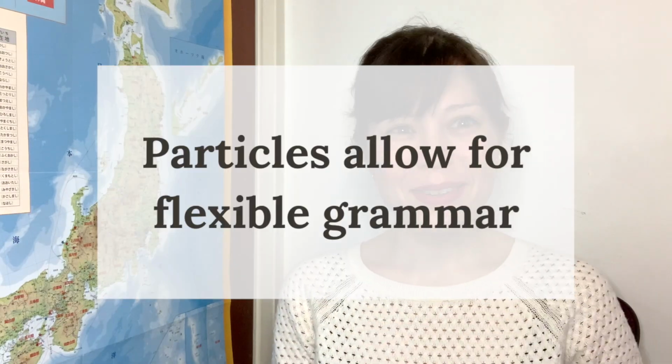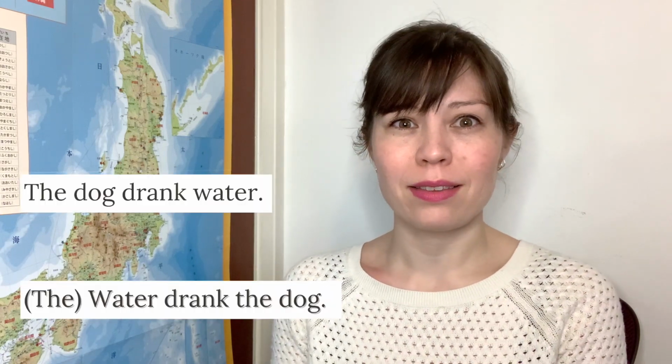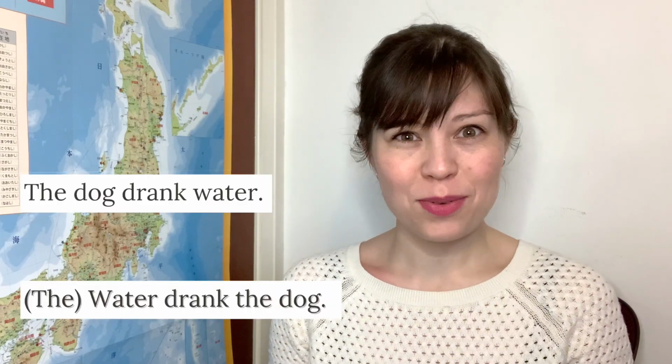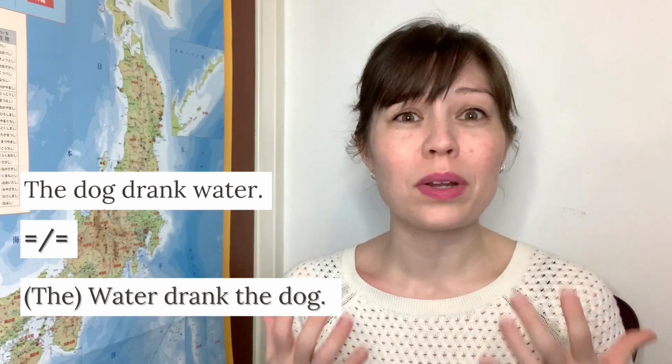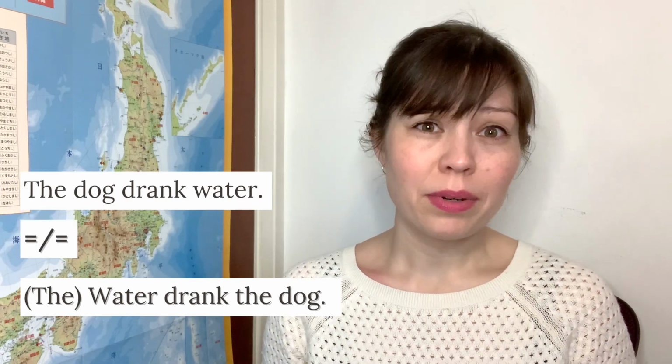Number 1. Particles allow for flexible grammar. Unlike English, which has fairly strict word order, Japanese has flexible word order because it uses particles. If we have a sentence in English like the dog drank water, we could potentially flip the words around and say the water drank the dog, but no matter what situation you're in, these 2 sentences will never mean the same thing. Japanese works differently because the particles come immediately after the noun and it tells us what the function of that noun is within the sentence, which means word order can be flexible within the sentence.